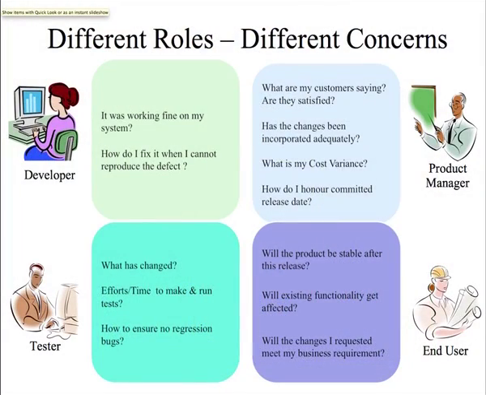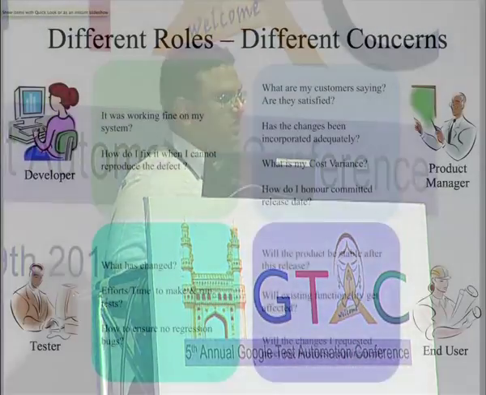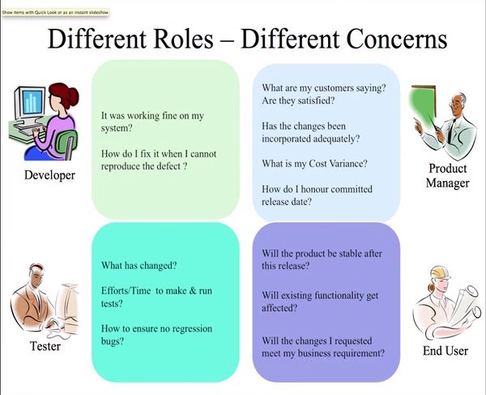So let's consider a scenario where a set of change requests are slated for release, and a release is being planned. A product manager worries: is the release going to be successful? Am I going to meet the customer expectation? Is my development going to be well under time and cost? Whereas your developer, when faced with the bugs, says, oh, it was working fine for me earlier. What has suddenly gone wrong? How do I fix it when I cannot reproduce it?